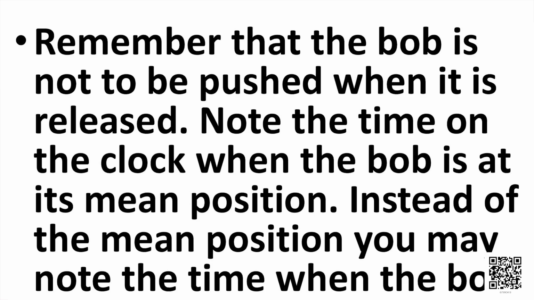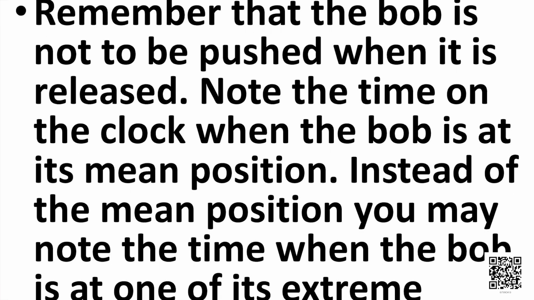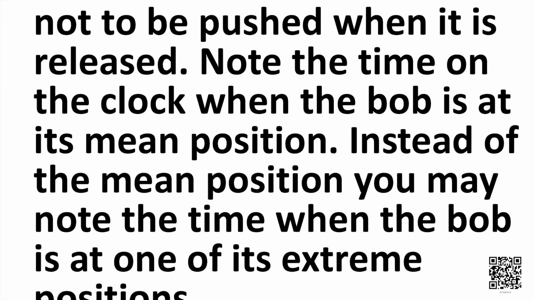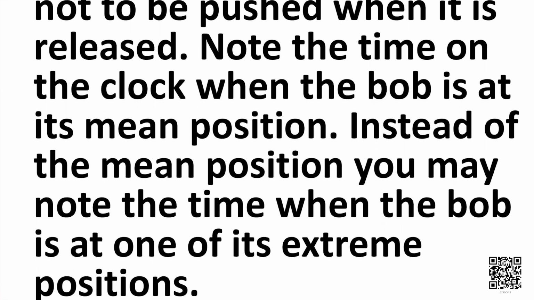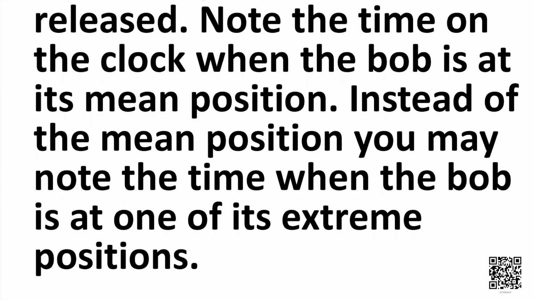To set the pendulum in motion, gently hold the bob and move it slightly to one side. Make sure that the string attached to the bob is tight while you displace it. Now release the bob from its displaced position. Remember that the bob is not to be pushed when it is released. Note the time on the clock when the bob is at its mean position. Instead of the mean position, you may note the time when the bob is at one of its extreme positions.